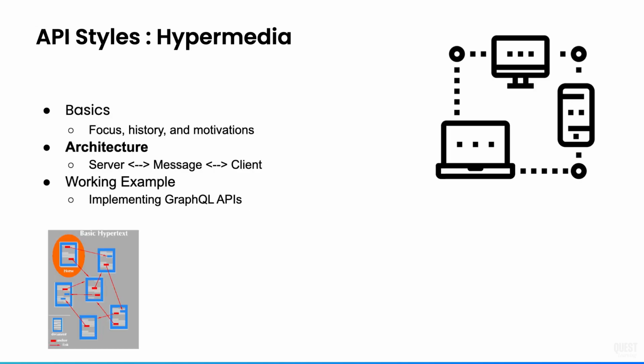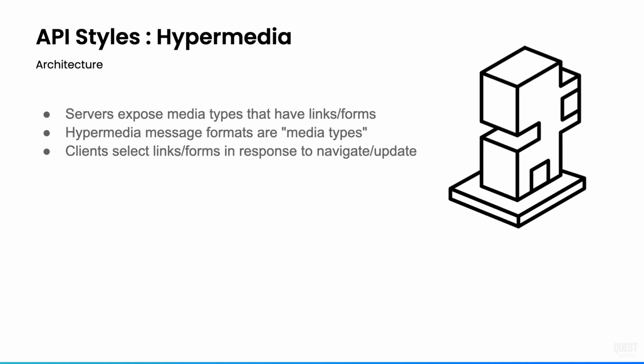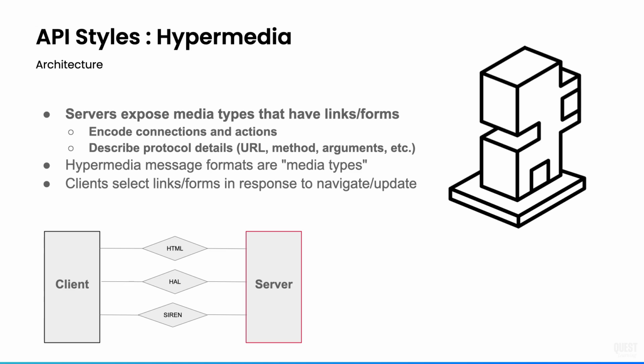So what's the architecture of a Hypermedia API? Basically, it's servers and clients sharing predefined message formats. Servers expose media types or messages that have links and forms. Hypermedia message formats are what the client and server share together, and clients select links and forms in these responses to get work done. So it's the server's job to encode connections and actions, links to various steps in a workflow, arguments that you pass back and forth, when you can delete something, when you can add something, when you can edit something. This is all described in documents that the server exposes.